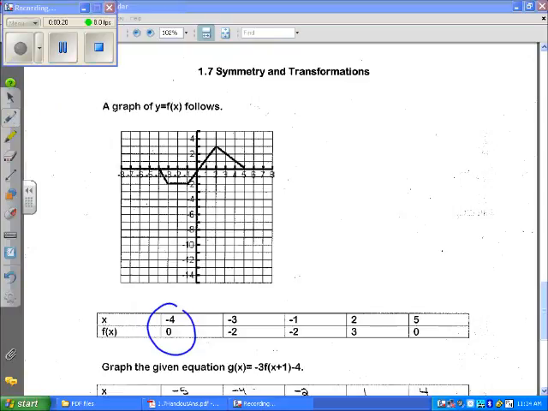For example, -4, 0 is this point right here. -3, -2 is right here. -1, -2, 2, 3, and 5, 0. Okay, so that's the information that we have so far. Now what I'm going to do is go to the bottom of the page so I have some more room and explain the next part.